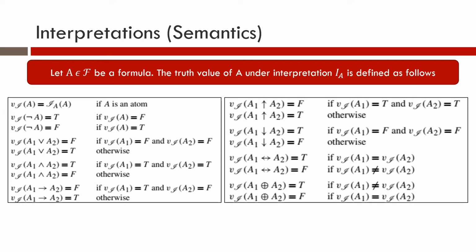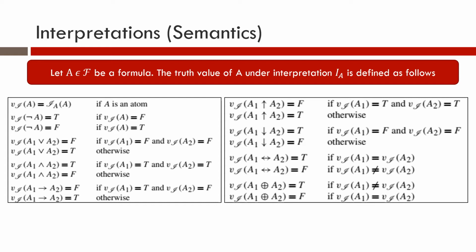So if the formula is, say, A1 or A2, A1 or A2 will be having a truth value false only if both A1 and A2 are false. In all other cases, A1 or A2 will be true. Now next is AND operator, conjunction operator. A1 and A2, the formula A1 and A2 will be having a truth value true only if the truth value of both A1 and A2 are true.